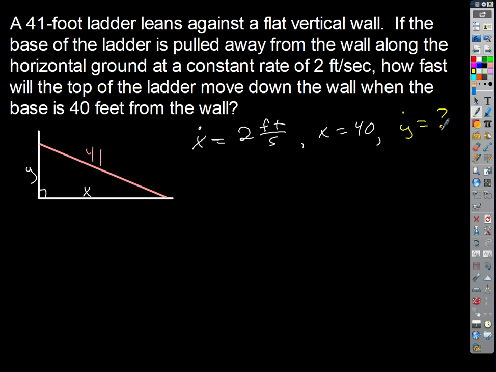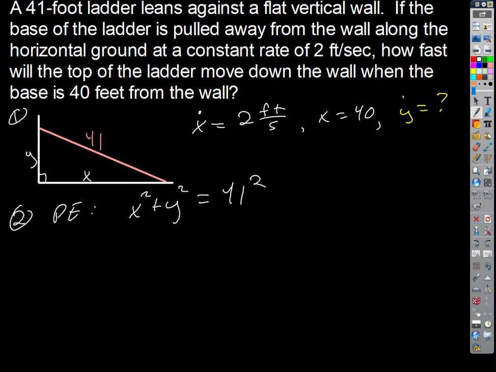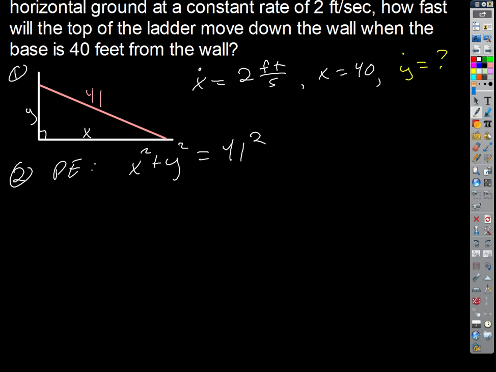Parent equation. So what's the obvious parent equation that's going to relate x and y in this picture? Sure, it's a right triangle. So step two, let's label these. Here's step one, snapshot variables. Step two, parent equation: x squared plus y squared equals 41 squared. So there's our parent equation. That's good, pretty simple. What's next?